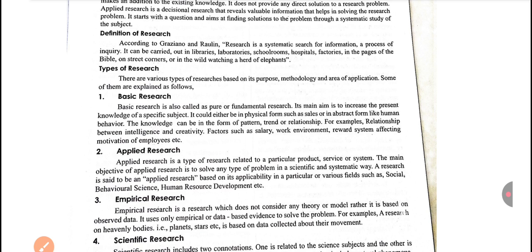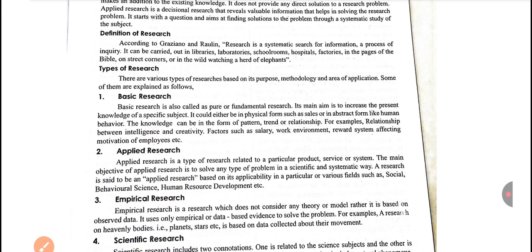Yes, so what are the different types of research? First you will have basic research. In day-to-day activities we do some basic research, no? For example, the relationship between intelligence and creativity, what are the differences between intelligence and creativity, based on that we will do the relationship, prediction or research. That is called basic research.